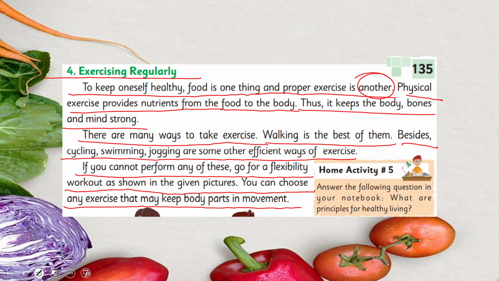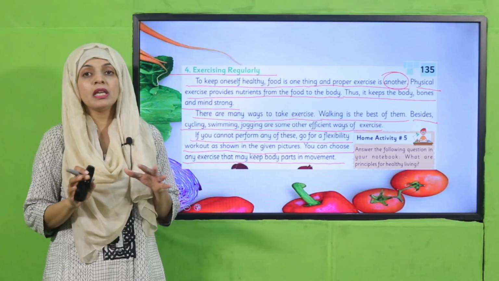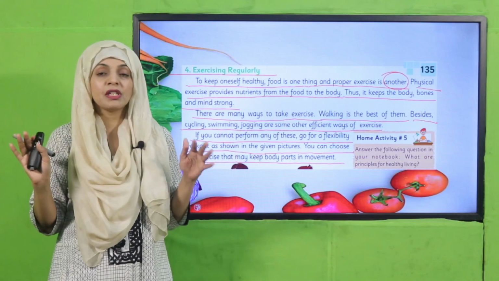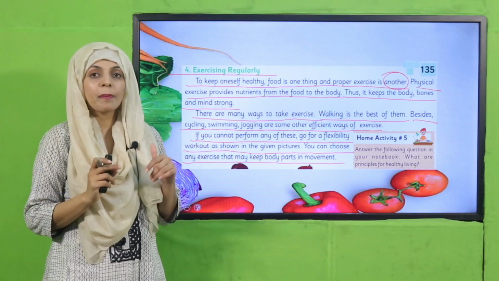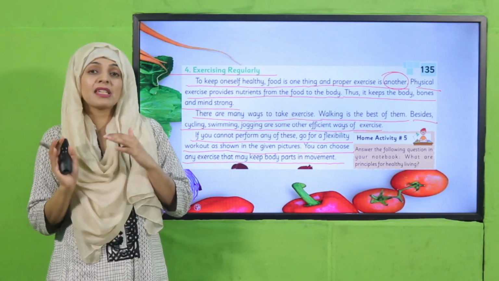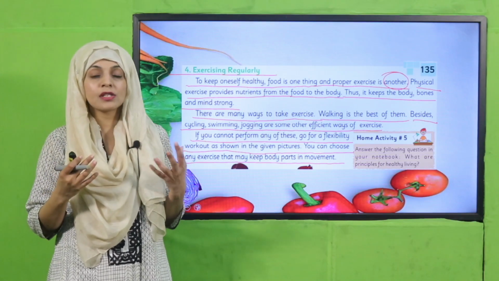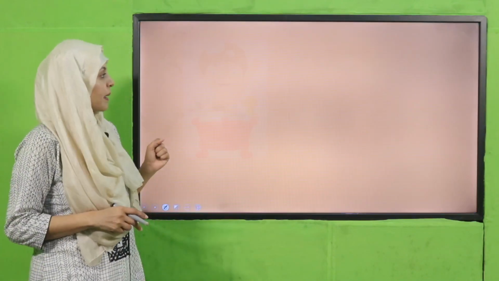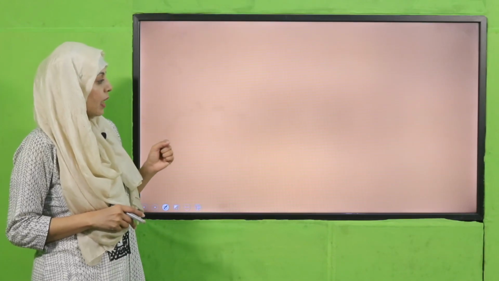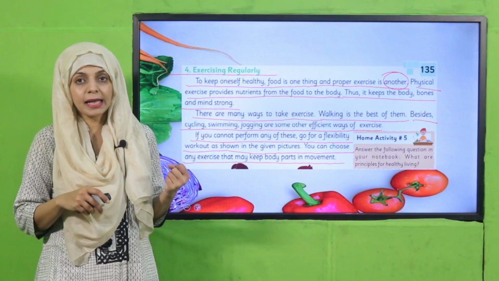So my dear students, exercise proper होनी चाहिए। सबसे बेहतरीन exercise है walk. If you walk for 15 to half an hour, your body has a lot of physical activity which is enough. इसके अलावा swimming, cycling, jogging, these are also very good exercises. अगर आप इनमें से कोई भी perform नहीं कर सकते, so you must take flexibility exercises. Stretching आपको करनी चाहिए, जैसे कि pictures में दिखाया गया है। आपकी book में pictures हैं in which you can see the kids are performing flexibility exercises.